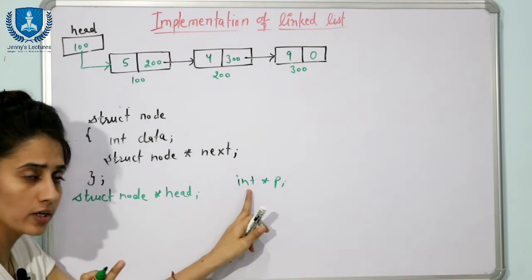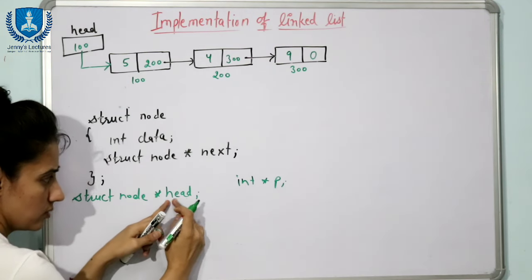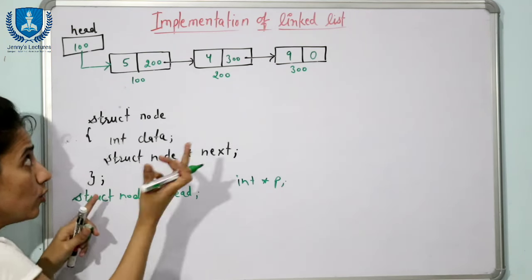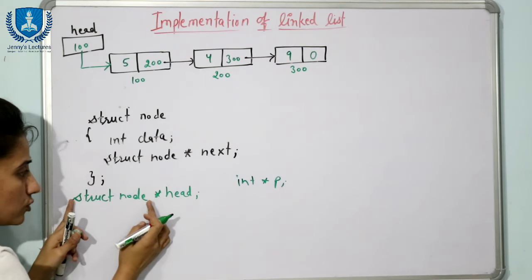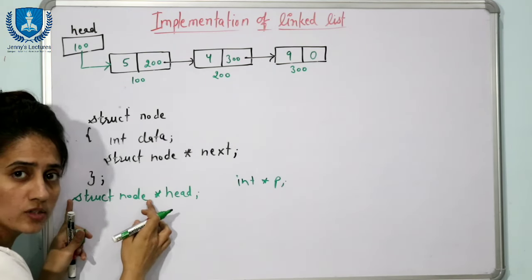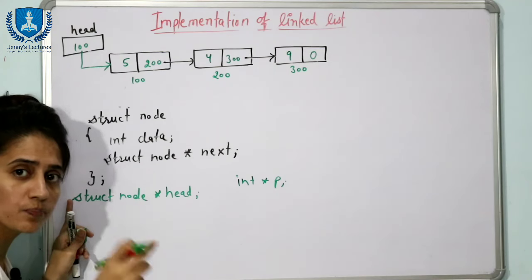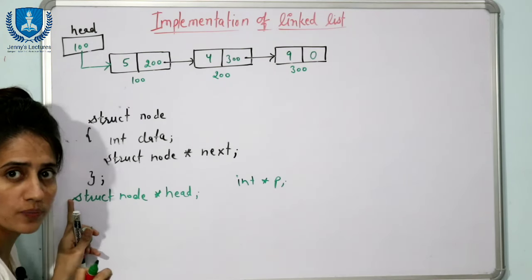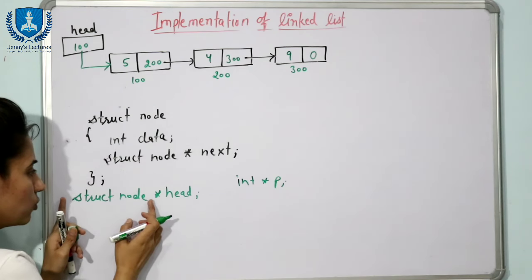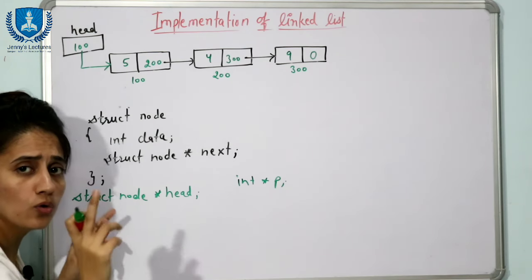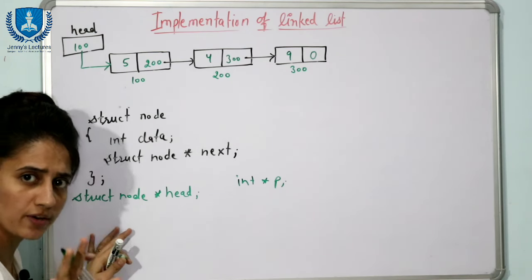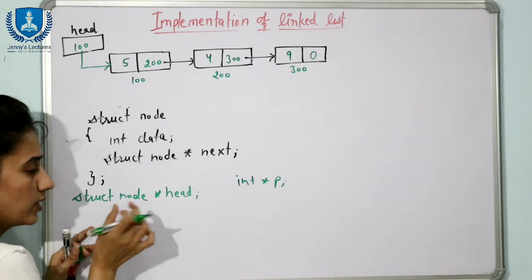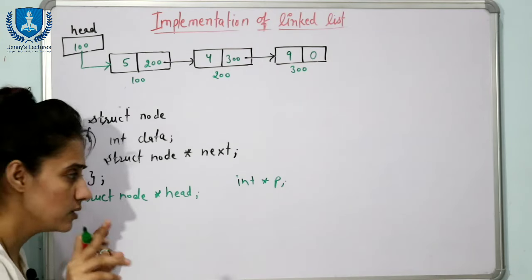This is pointer to int. So this head pointer is going to store the address of a node, and the data type of this node is what? Struct node. So here we always write down the data type of that variable whose address this pointer is going to store. In C language we write struct node if we don't use typedef. In C++ you can simply write node, but here I am discussing C language.